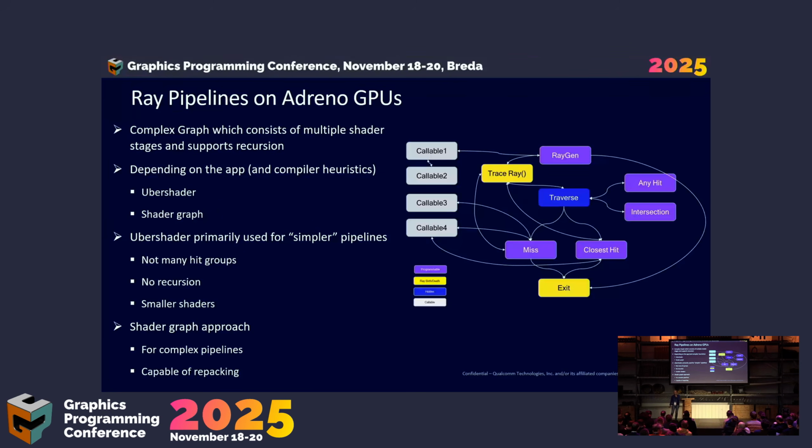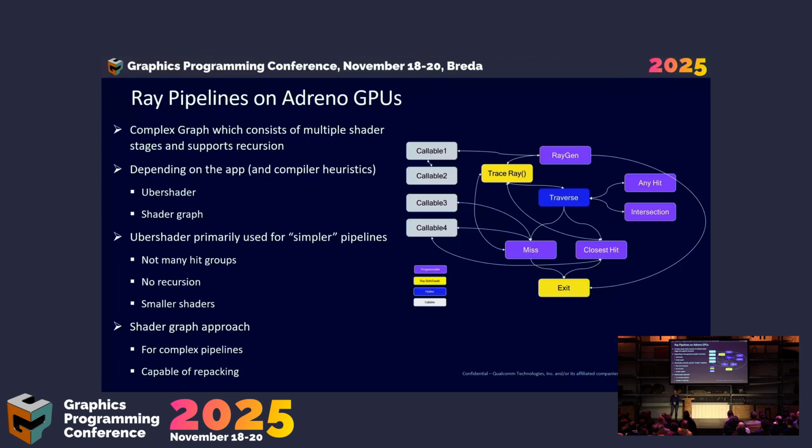And our other solution is this shader graph approach. In the shader graph approach, we keep all of the shaders that are in that pipeline separate and dispatch them separately. This is for more complicated use cases. And what is interesting about the shader graph solution is that we can repack based on the current API repacking points. For example, traceRay is a repacking point as defined by the API today.